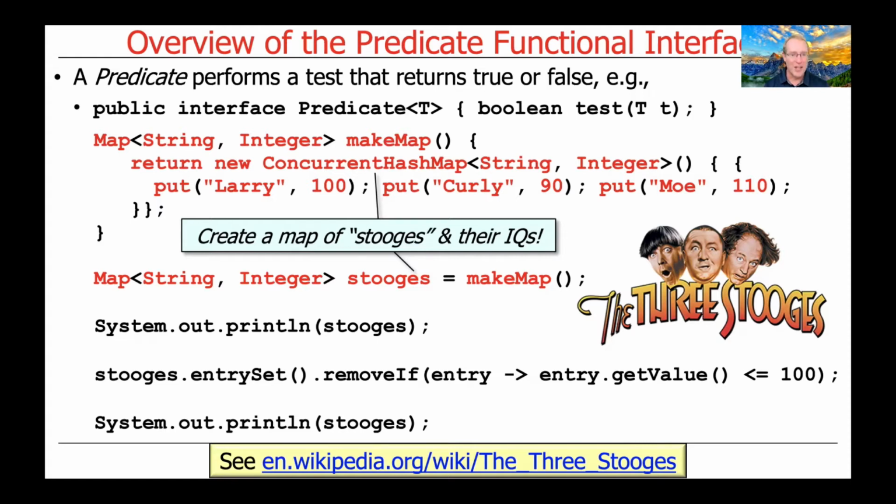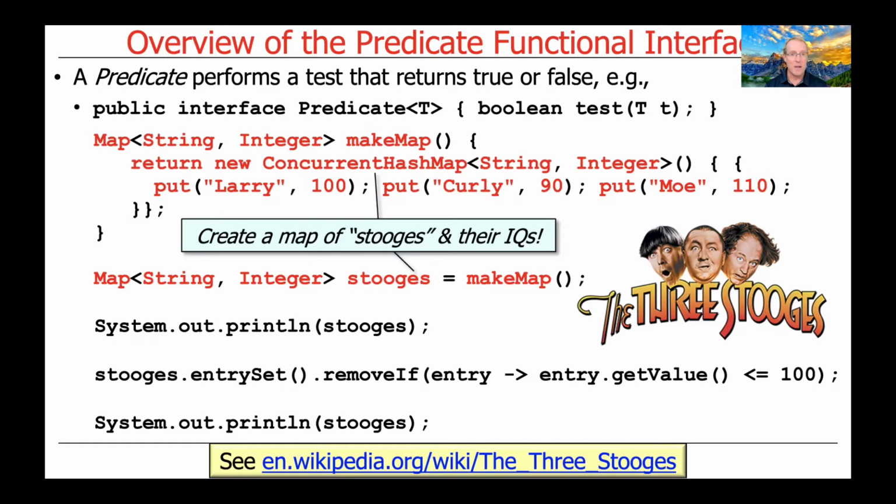So makeMap returns a map that maps a string, which is one of the Stooges' names, to their notional IQ. You can see that we implement this map with a ConcurrentHashMap, and we're also going to initialize it and provide initial values for Larry, who gets the IQ of 100, Curly, who gets the IQ of 90, and Moe, who gets the IQ of 110. He was always the smartest of the Stooges.